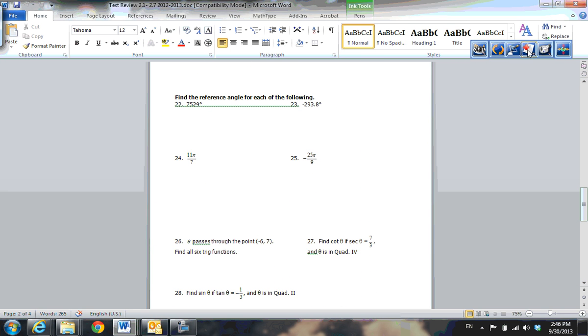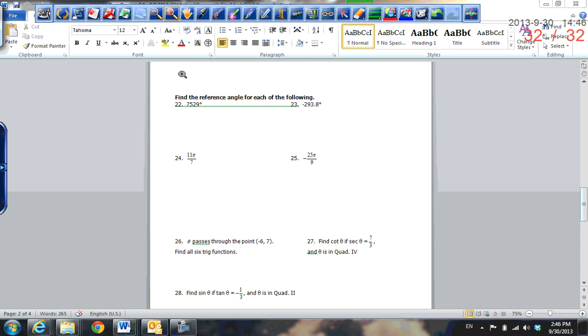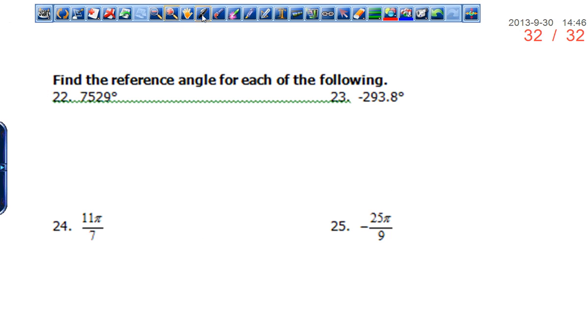All right, let's talk about reference angles. They're tricksy, aren't they? 22. Reference angles was that website I showed you when we went around and around and around again. So, to figure out how many times we go around, let's divide by 360 first.